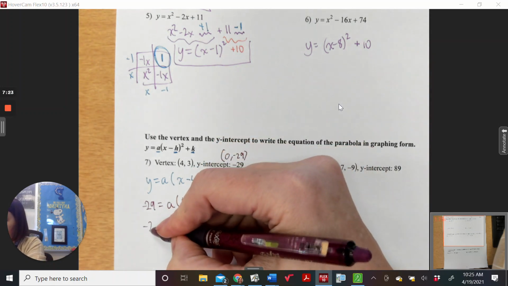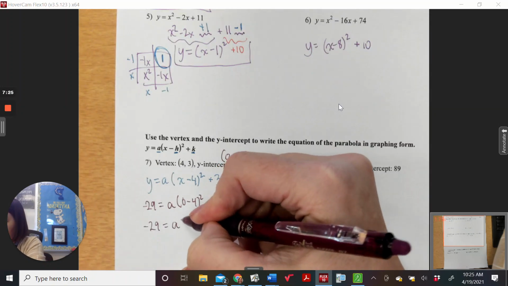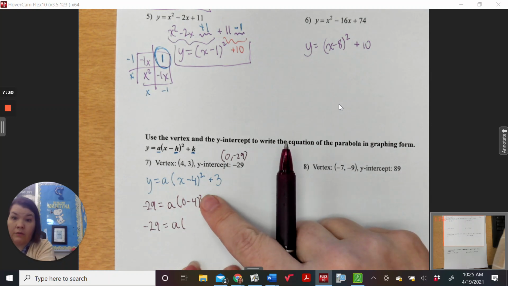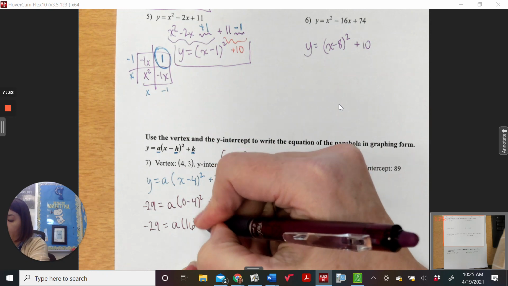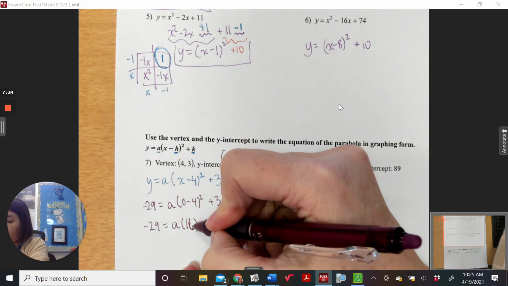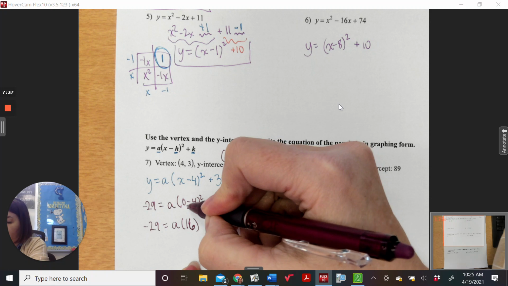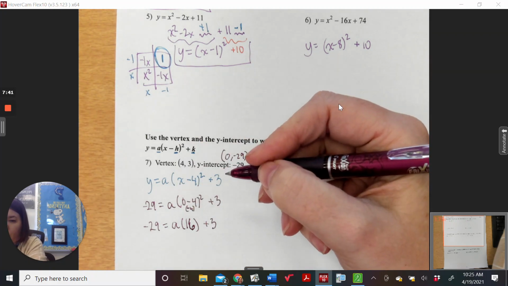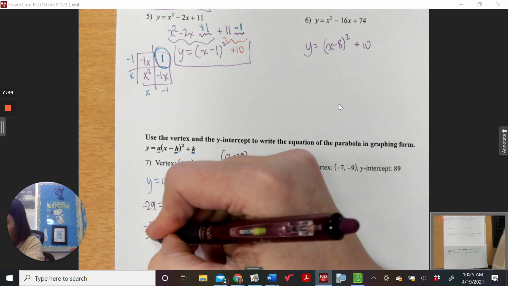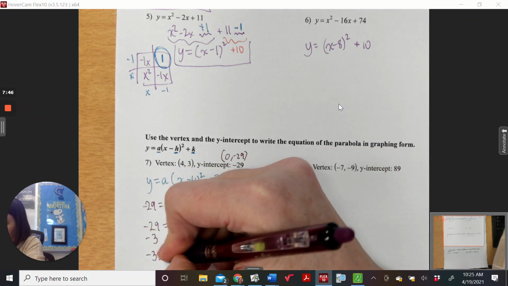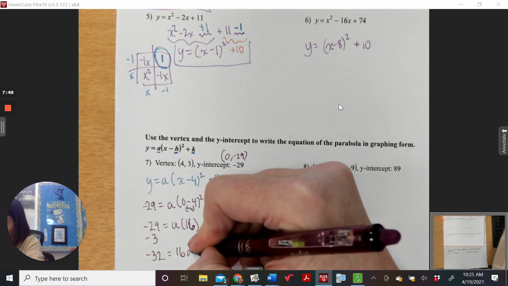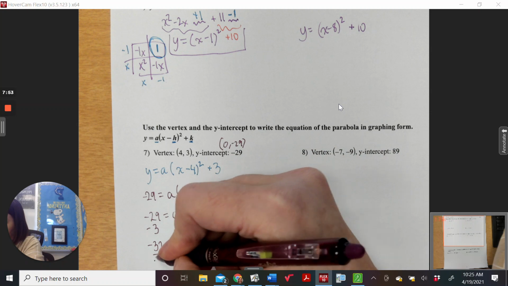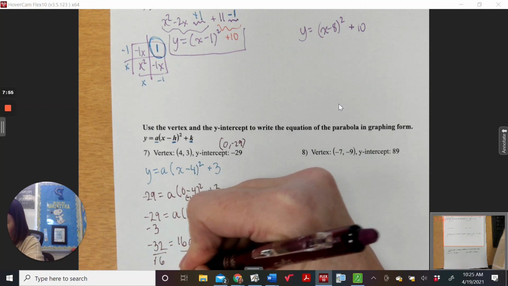Cleaning up a little bit, negative 29 equals A times 0 minus 4, which is negative 4. Negative 4 squared is 16, plus 3. I'm going to subtract 3 from both sides. I get negative 32 equals 16a. I'm going to divide by 16. Negative 2 equals a.